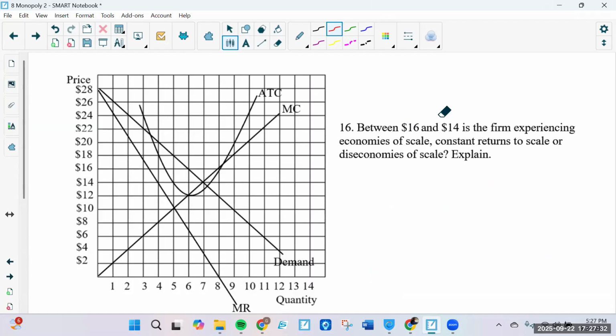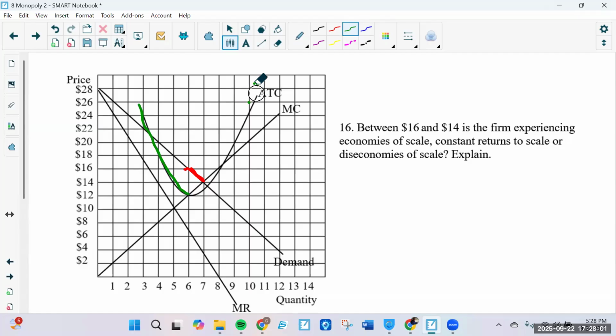Between $16 and $14, did the firm experience economies of scale, constant returns to scale, or diseconomies of scale? Explain. So in this range between 14 and 16, right here, what are they earning? Well, economies of scale is when the ATC is going down, and this is actually a long run average total cost if you want to do economies of scale.